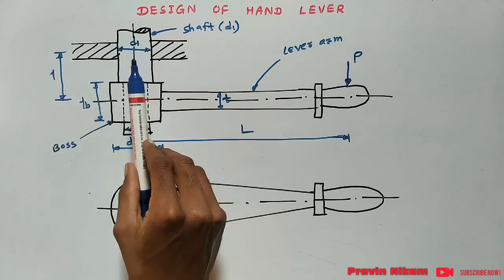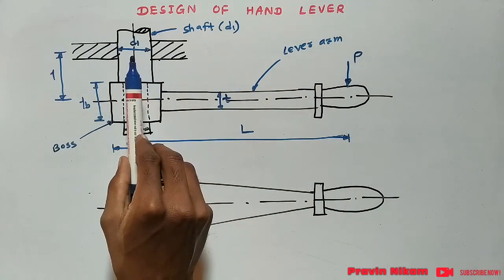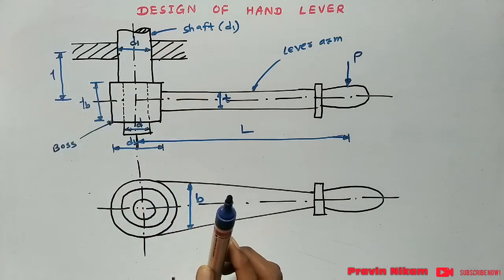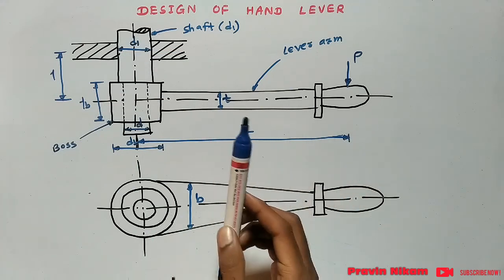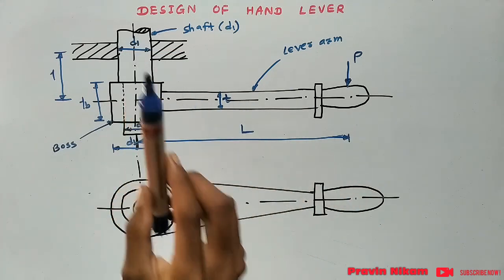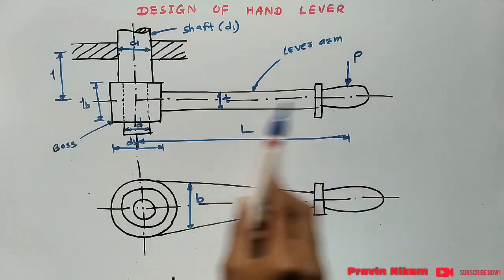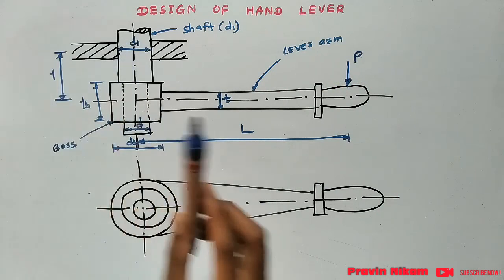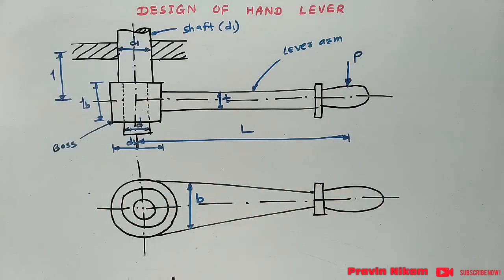Now what is the bending moment? P we can transfer here, so P into overhang length l is the bending moment. Twisting moment will also act on this shaft. So what is the twisting moment? P into capital L, that is the twisting moment due to effort. According to this we will design this hand lever. So let us see how to design a hand lever.